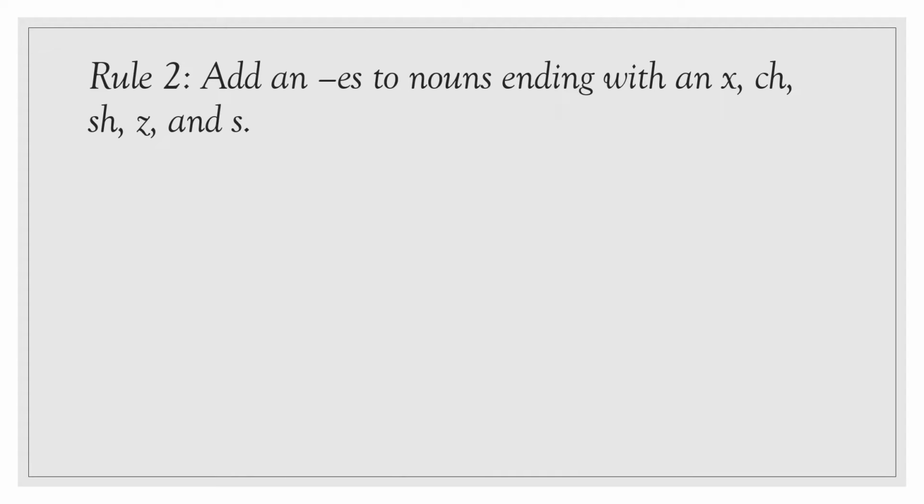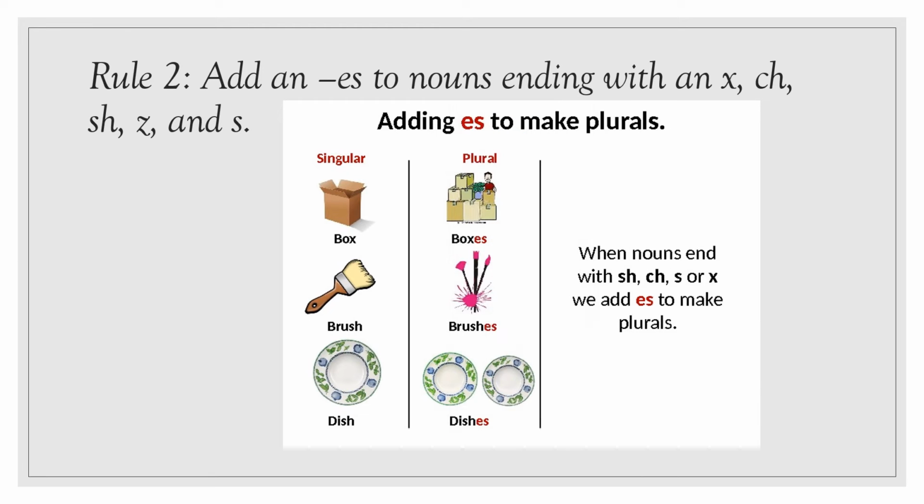Rule 2 says that we add an ES if the noun ends with an X, a CH, an SH, a Z, or an S. For example, box ends with an X, so we would have to add an ES, boxes. Dish ends with an SH, so we would have to add an ES and make it dishes, which is the plural form of dish.